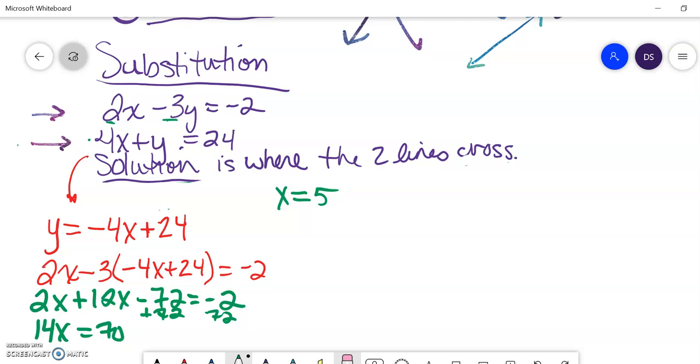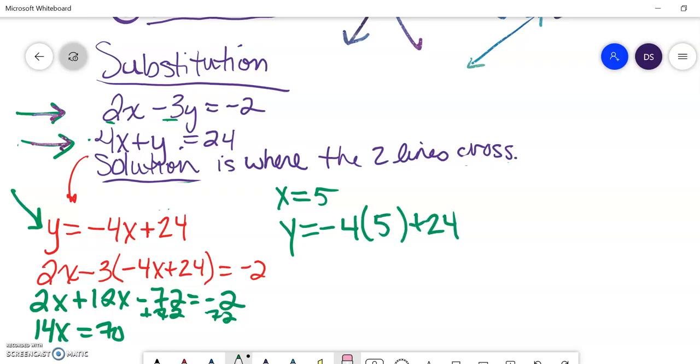Now we can substitute that x value of 5 into either of our original equations. Since we're pretty confident that we solved this equation correctly for y, we could substitute it into that red equation. So negative 4 times 5 plus 24. That's negative 20 plus 24, which is 4. So if these two lines were graphed, you would see them cross at the ordered pair 5, 4.